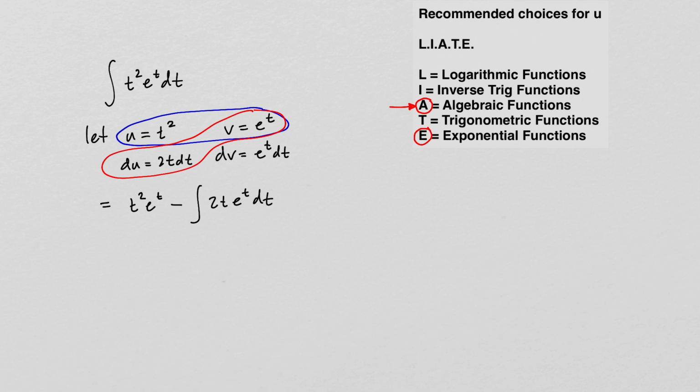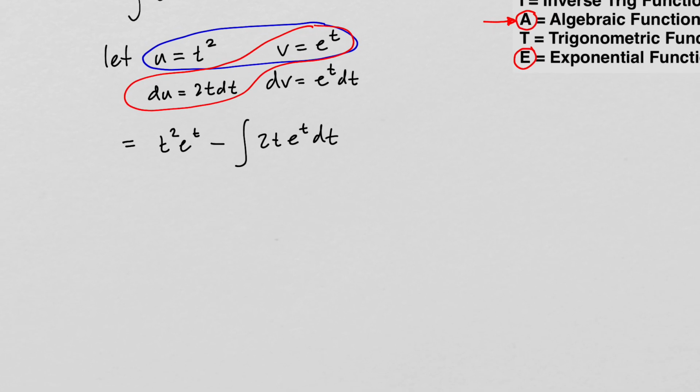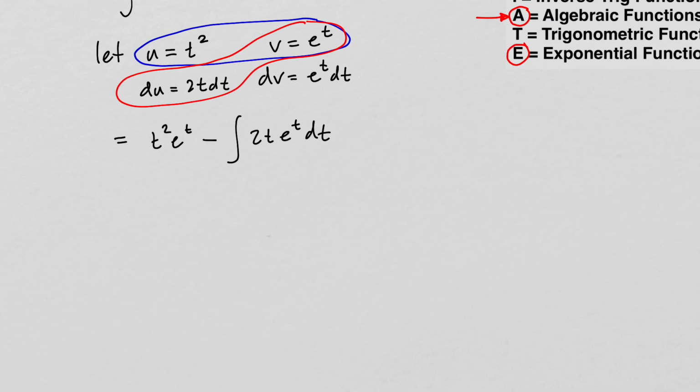Okay, now the next step is, can we do this integral directly? And the answer here is no, because once again, we have integration by parts needed here. We have an algebraic function multiplied by an exponential function once again. So we need to repeat the process of integration by parts for this integral now.